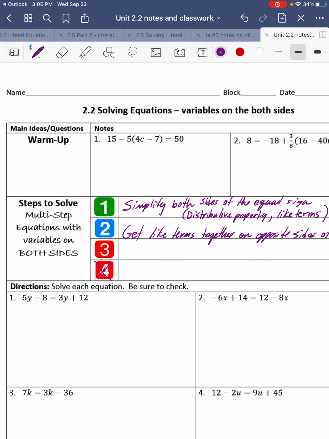The last is we're going to isolate, or get the, I'll say isolate just because it's more mathy, but it really is get the variable by itself. So the last step is either going to be multiply or divide.